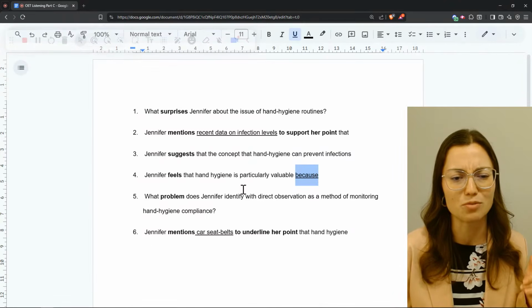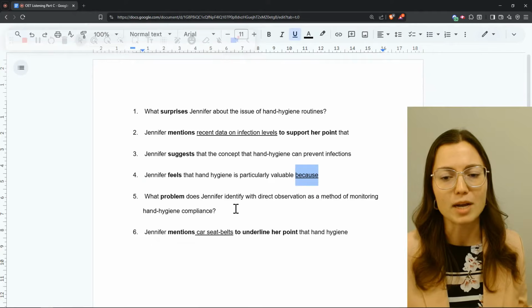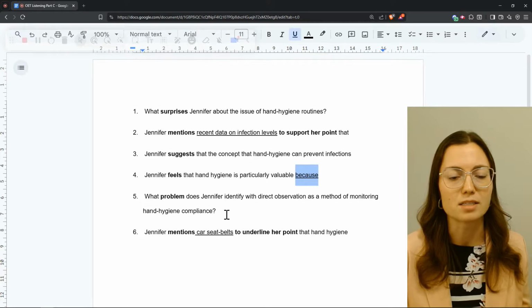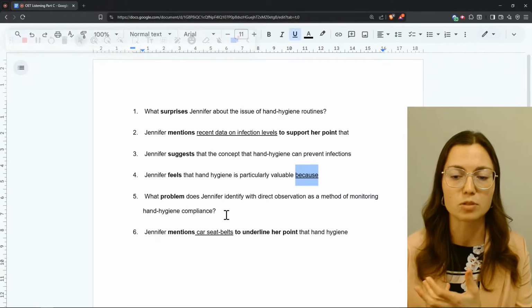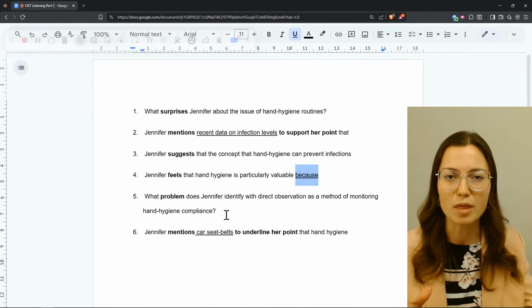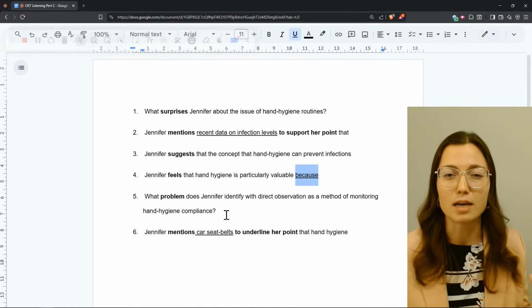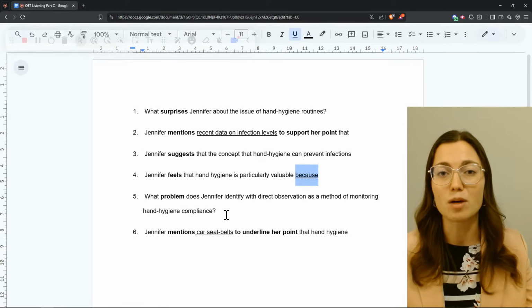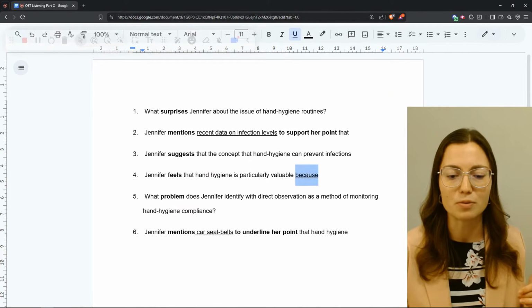And finally, question 5, the problem. What problem does Jennifer identify with direct observation as a method of monitoring hand hygiene compliance? So notice we have the topic, direct observation as a method of monitoring hand hygiene, but we are listening out for what's the issue with that. And we might hear things like the drawbacks, the downsides, the disadvantages. Those are sometimes things that point to it being a problem. So listen out for all of these sort of things as we now go to the audio.